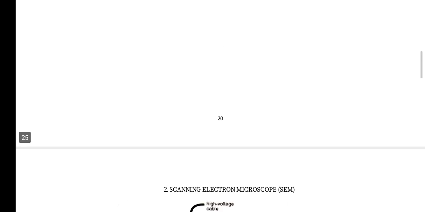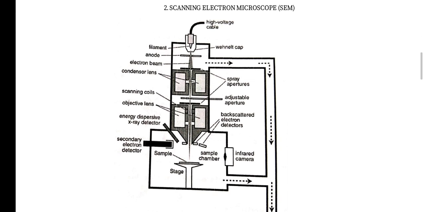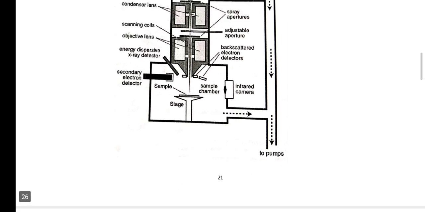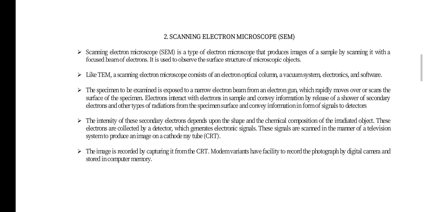And the next one is scanning electron microscope, and this is the structure of scanning electron microscope. Scanning electron microscope is a type of electron microscope that produces images of a sample by scanning it with a focused beam of electrons. It is used to observe the surface structure of microscopic objects.